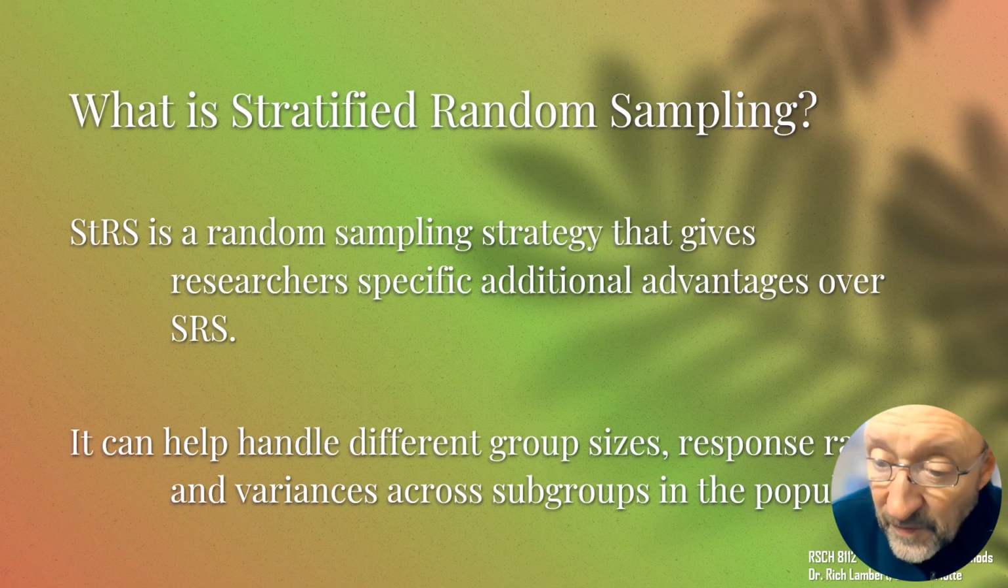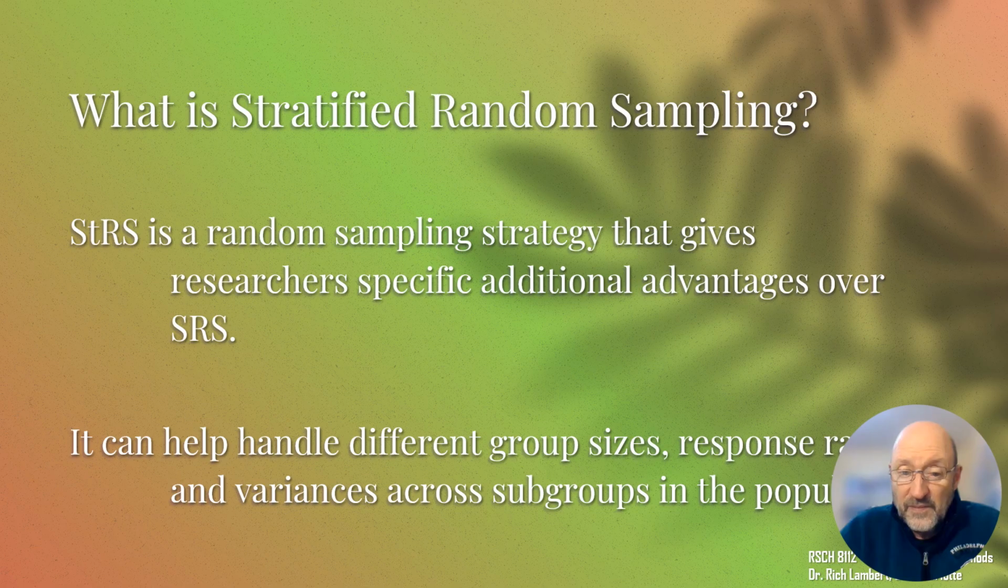All right, let's move on then to stratified random sampling. Stratified random sampling is a sampling strategy that gives researchers very specific advantages over simple random samples. So now let's talk about that. Well, it can help you handle different sizes of different subgroups in the population, especially when those subgroups have different response rates and different variances on what it is that you're trying to measure.